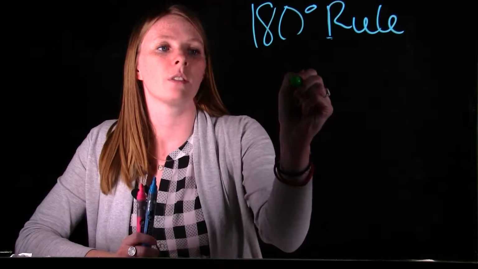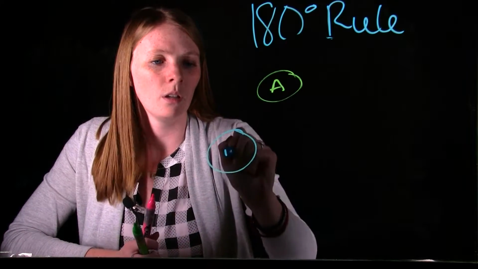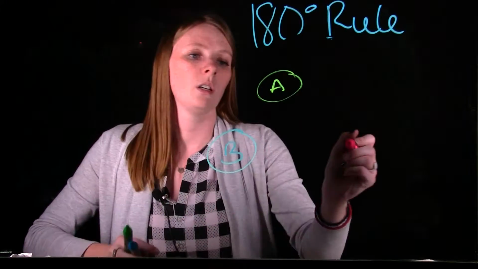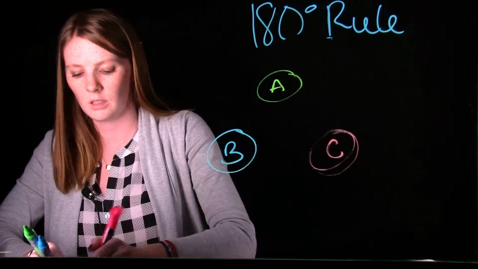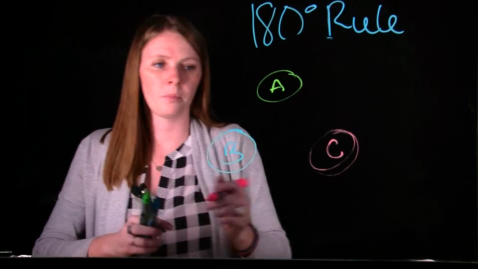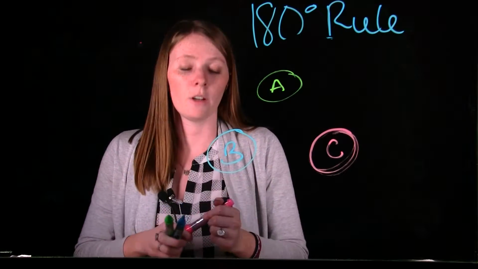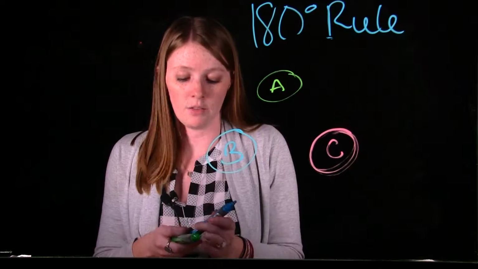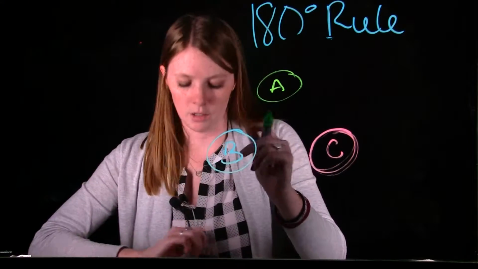So if we have character A, character B, and character C. Oh, the pen is dying on me a little bit. Character C. There's going to be multiple lines of action here, right? So let's start with characters A and B.